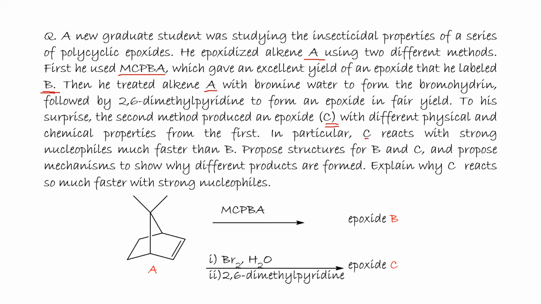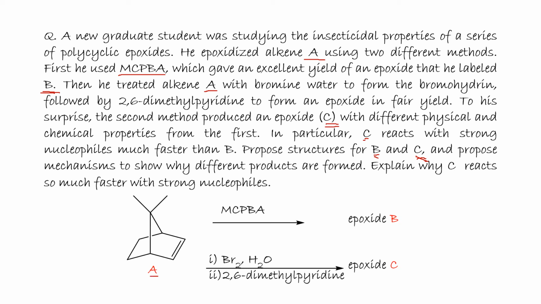In particular, C reacts with stronger nucleophiles much faster than B. Propose structures for B and C, and propose a mechanism to show why different products are formed. Explain why C reacts so much faster with stronger nucleophiles.